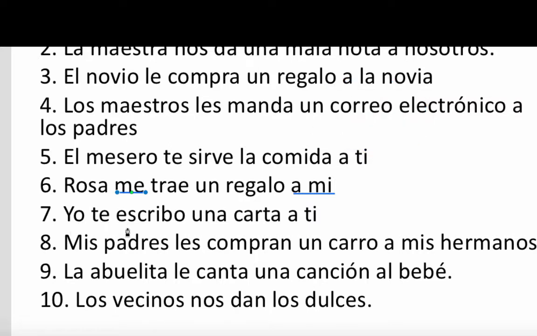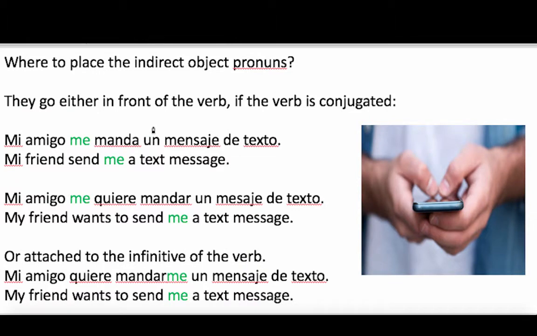Let's take a look at number 7. Yo te escribo una carta a ti. For who is the letter? Or to whom is the letter? Is for you, a ti. So here is my indirect object. And te is the indirect object pronoun located right in front of the verb escribo. Escribo means I write. I write you a letter. For whom? For you.